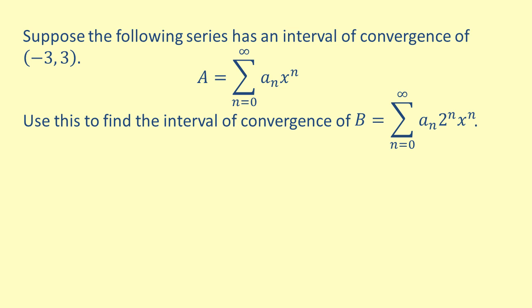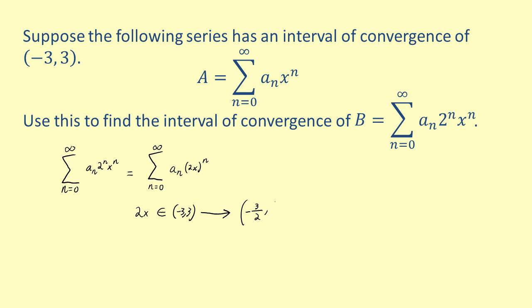Series B can be rewritten in a more standard form. Series B is equivalent to the sum from n equals 0 to infinity of a sub n times the quantity 2x to the n. Series B will converge for all values of x for which 2 times x is in the interval -3 to 3. Therefore, x must be in the range -3/2 to 3/2.